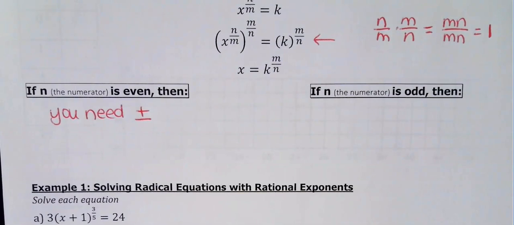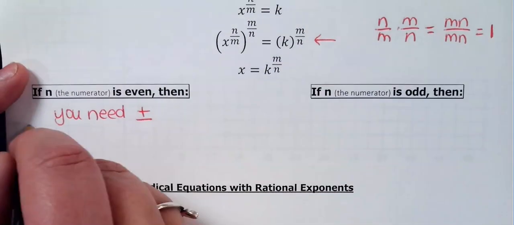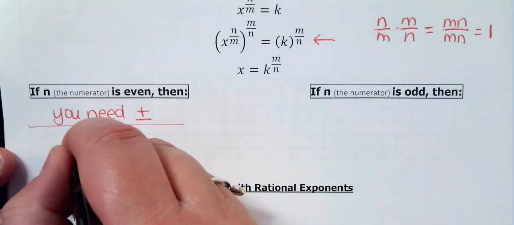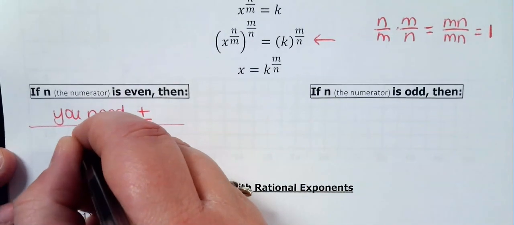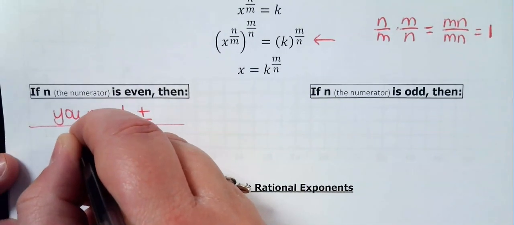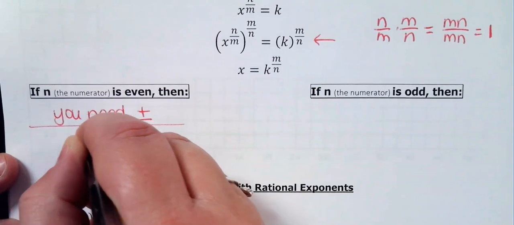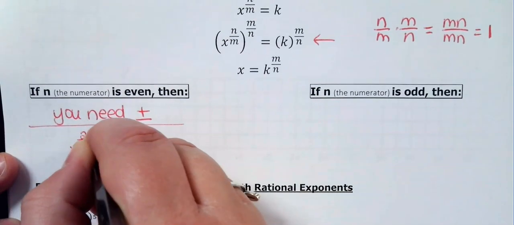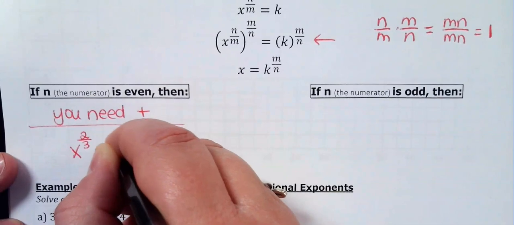Okay, hang on a second. I'm just going to make up a tiny example. Let's say I have x to the 2/3 power, I'm just making this up, equals 81.